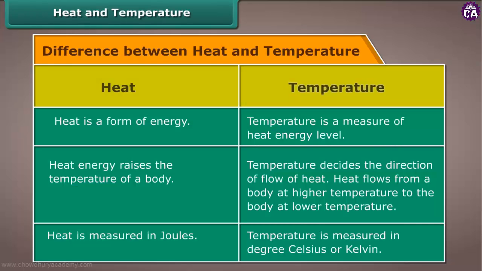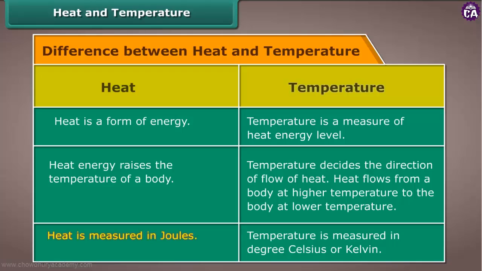The table shows the difference between heat and temperature. Heat is a form of energy. Temperature is a measure of heat energy level. Heat energy raises the temperature of a body, while the temperature decides the direction of flow of heat. Heat flows from a body at higher temperature to the body at lower temperature.